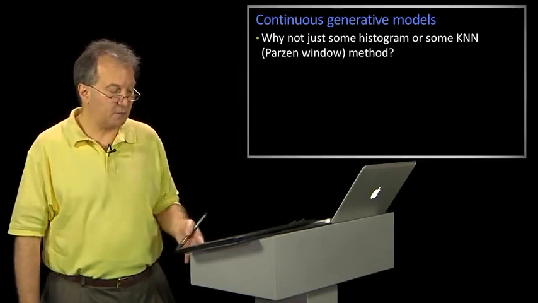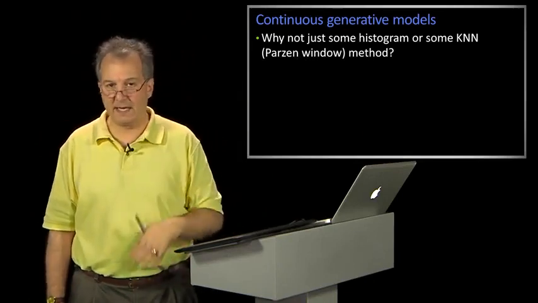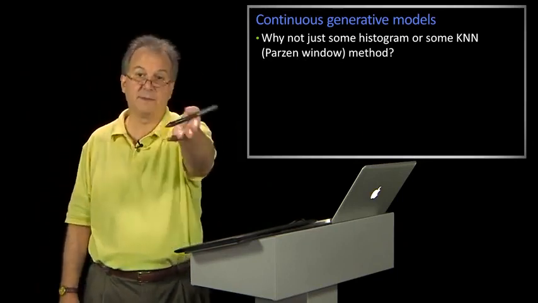So some of you might ask, well, wait a minute, why am I doing this whole continuous fitting? Why not just use something like k nearest neighbor or Parzen window method or something else that you learned in probability class?